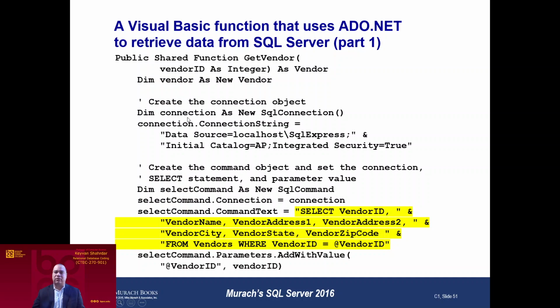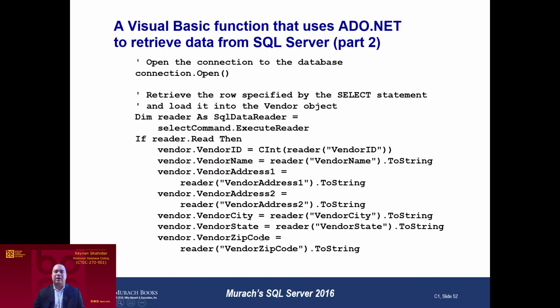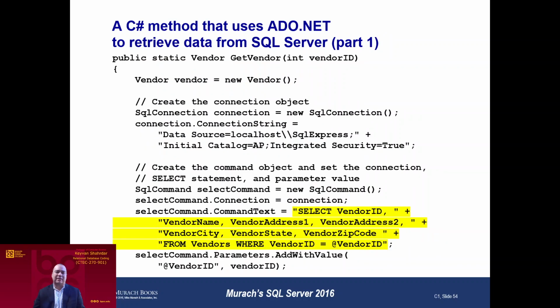What the get vendor method does is it instantiates a connection to the SQL Server. As you can see here, connection as new SQL connection. And you use this connection so that you select command as new SQL command, and then select command dot connection. So here are the commands that you're going to be using in order to be able to query the database. And this is for C#.